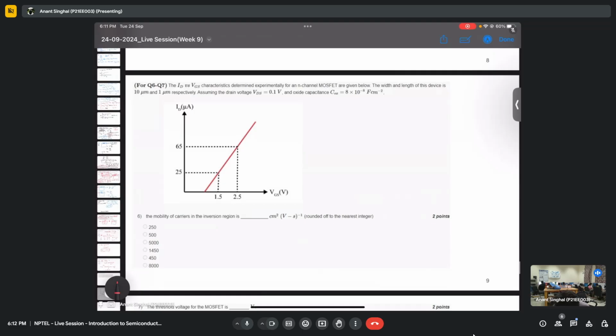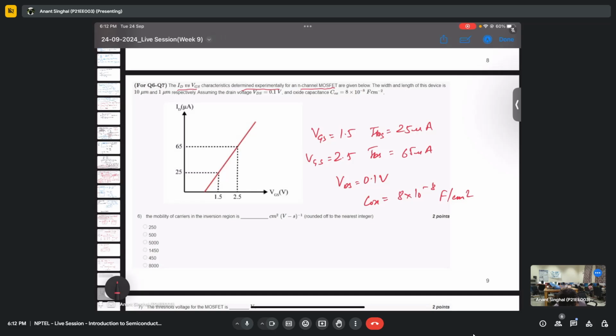So we have the ID versus VGS characteristic determined experimentally for an N-channel MOSFET, which is given below. We have been given 2 points. One is VGS given as 1.5, and the corresponding ID is 25 microamps. And at VGS equals 2.5, the corresponding IDS is 65 microamps. VDS is given as 0.1 volts. Oxide capacitance is 8 times 10 to the minus 8 farad per centimeter square. So the first question is the mobility of carriers in the inversion region is.